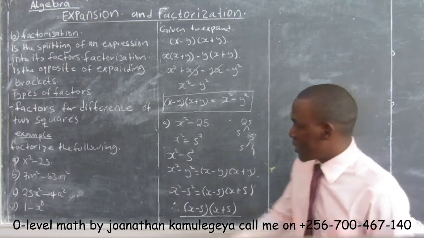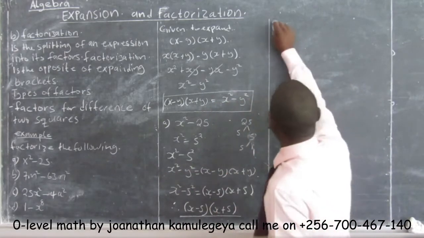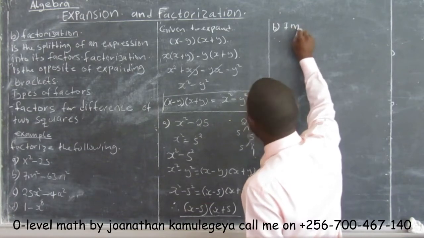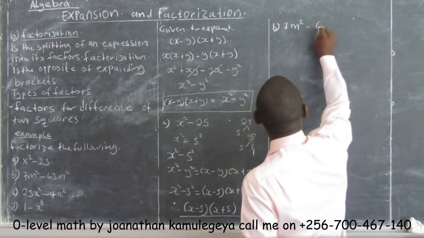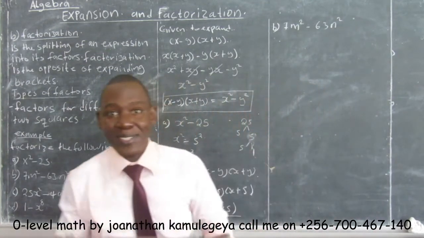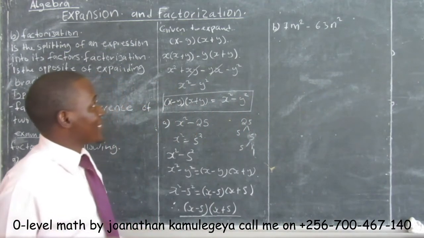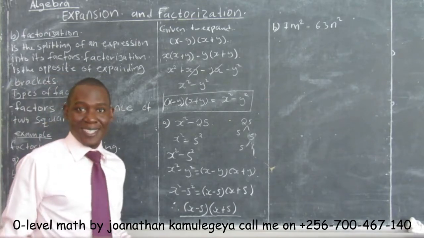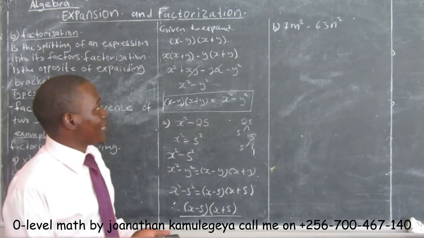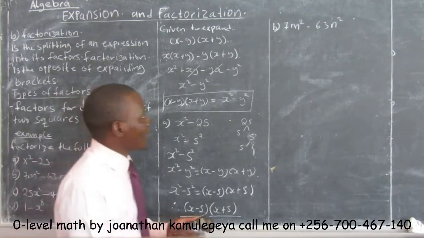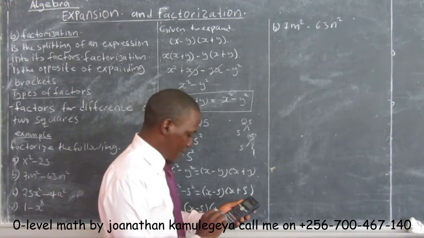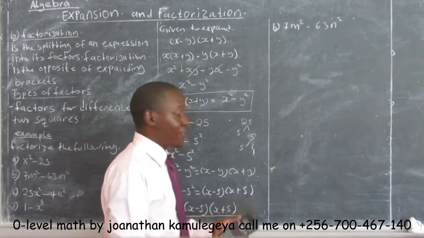Okay, let's try to do B and C. Part B is going to be 7m squared minus 63n squared. They want us to factorize that expression. Now in this case, identify the common factor. Is it okay? Here we know that 7 is a common factor, since when you get your calculator and divide 63 by 7, it is going to give us 9.